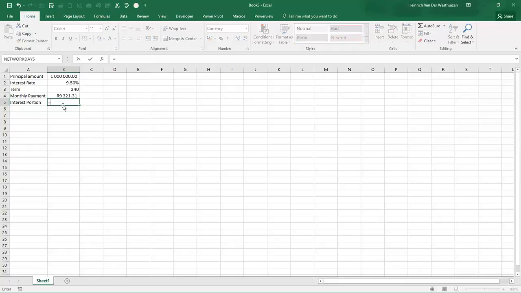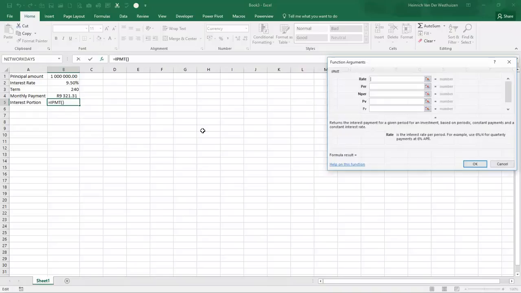So this function is equals IPMT. Okay, and let's go to our insert function. Our rate is 9.5%, divided by 12 again, because we're working it out per month. PR means period. So which period do you want to find the interest? So let's go period 1, so we can see how much interest we're paying in our first term.